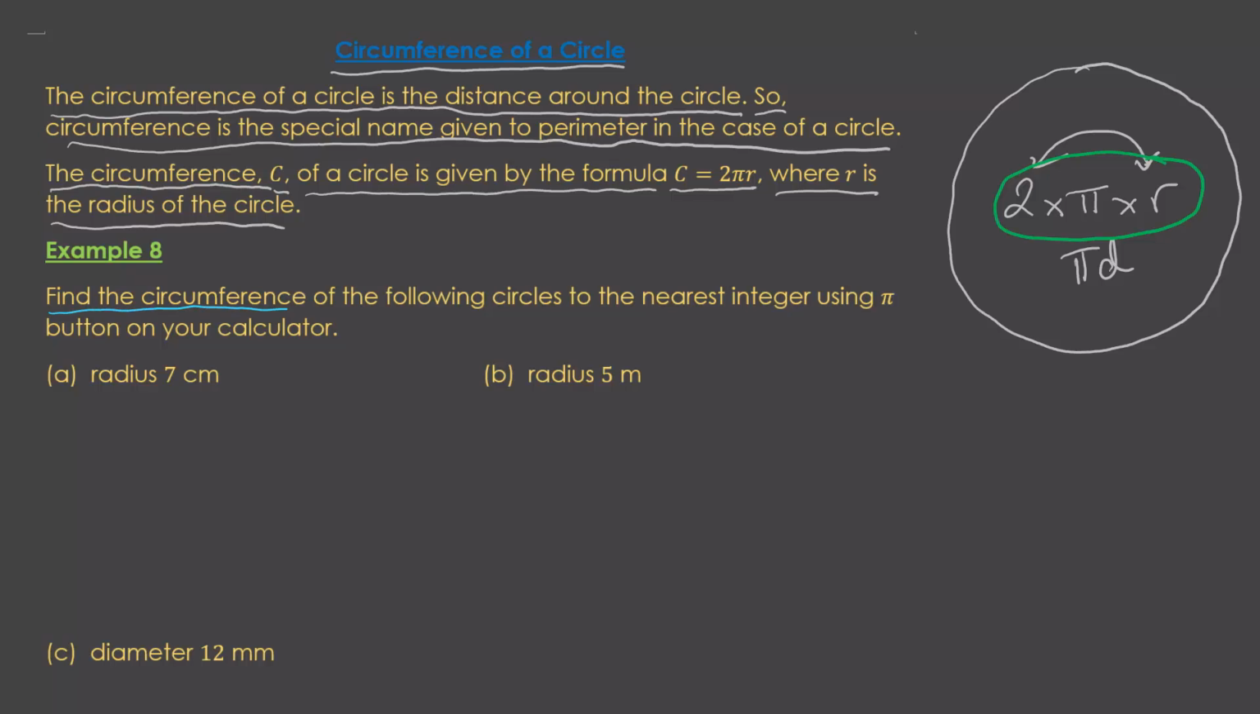We want to find the circumference of the following circles to the nearest integer using the pi button on the calculator. So if the radius is 7, the circumference we know is 2 times pi times r. So that's going to be 2 times pi times 7. So we need the calculator.